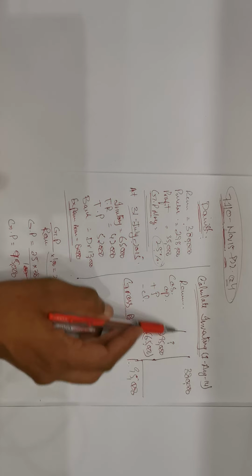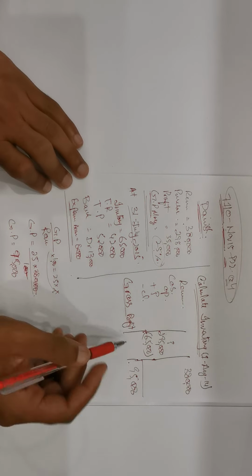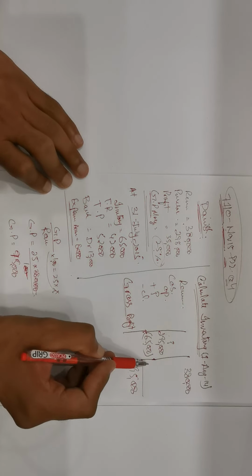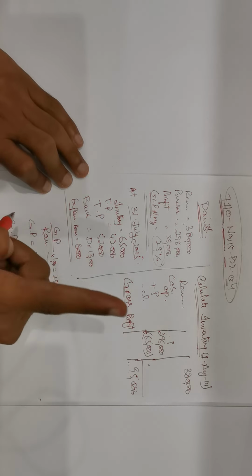What I need to find is opening inventory. Still I haven't found opening inventory. To find opening inventory, I must have cost of sales. Now, what is cost of sales? I do not know, but I do know one more thing.